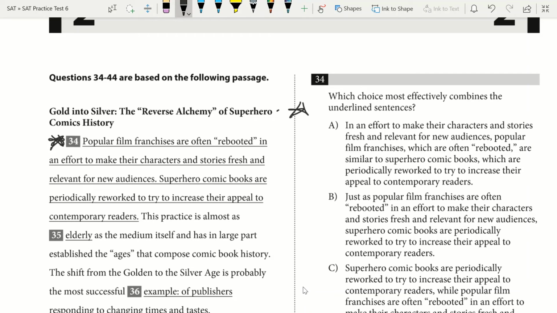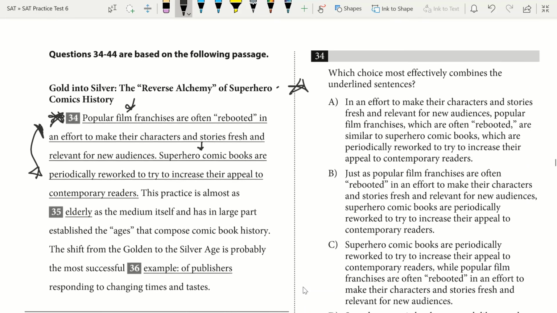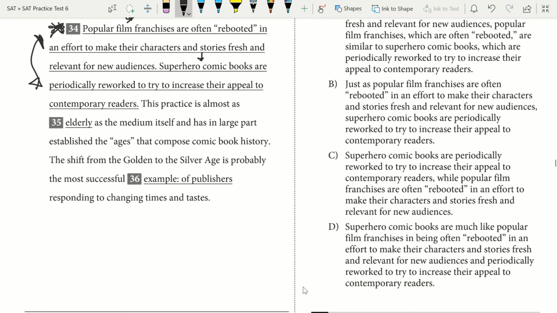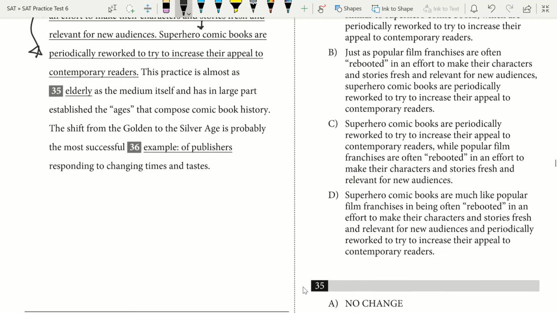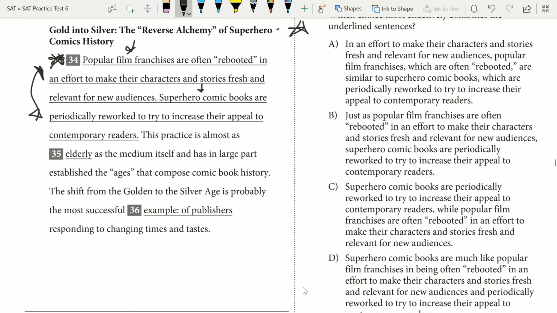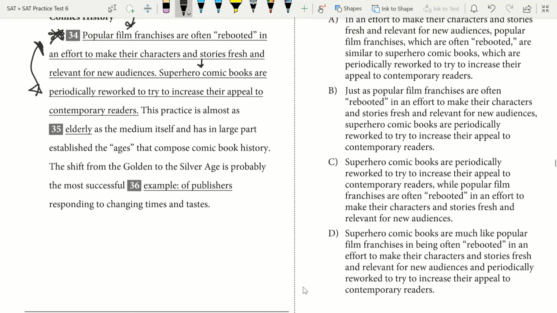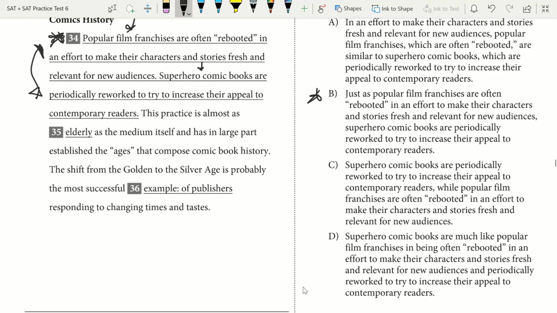All right, well, what I see is that these two things are related and similar, right? It's just as the popular film franchises do this, the superhero comic books do that, right? So now I'm looking at my answer choices. I'm going to go smallest to largest in length. So I see that they're all 1, 2, 3, 4, 5, 6 lines for the most part, right? So any of them that are longer than 6, we can save for the end, but it looks like they are all 6. So now I just find the shortest last sentence, which is going to be in B. So I start with B.